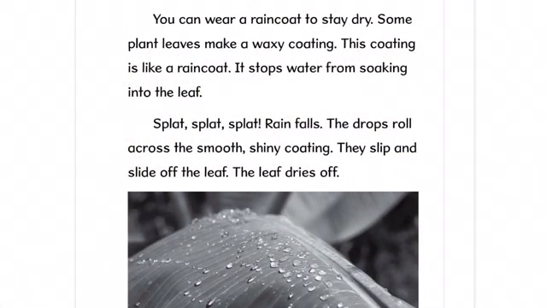You can wear a raincoat to stay dry. Some plant leaves make a waxy coating. This coating is like a raincoat. It stops water from soaking into the leaf. Splat, splat, splat. Rain falls. The drops roll across the smooth, shiny coating. They slip and slide off the leaf. The leaf dries off. Then we have a photograph of raindrops rolling off a waxy coating.